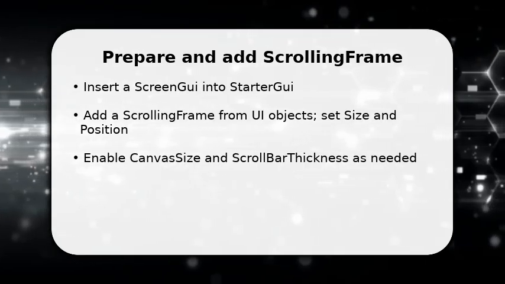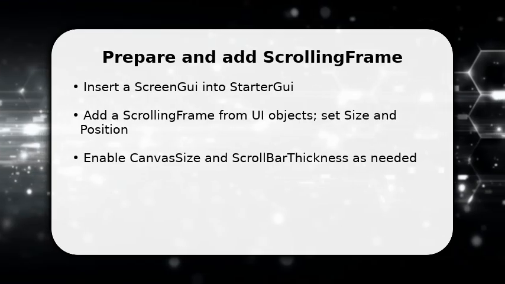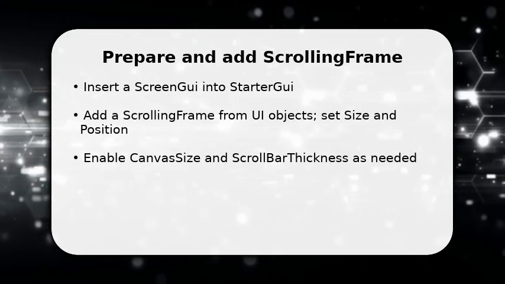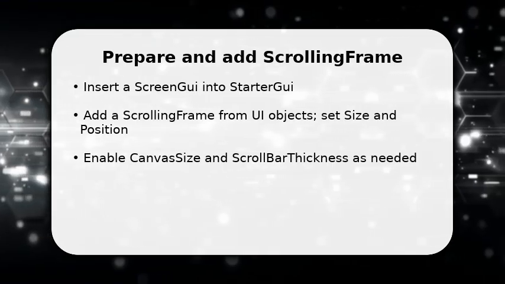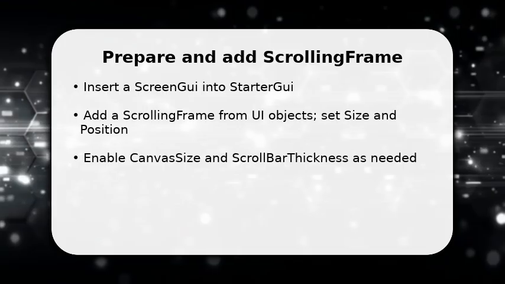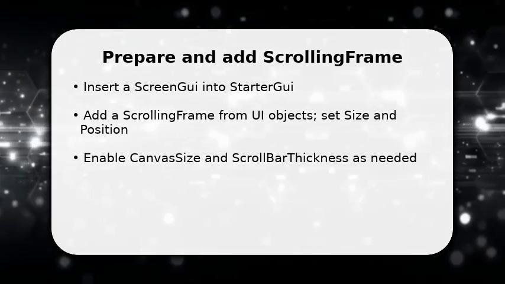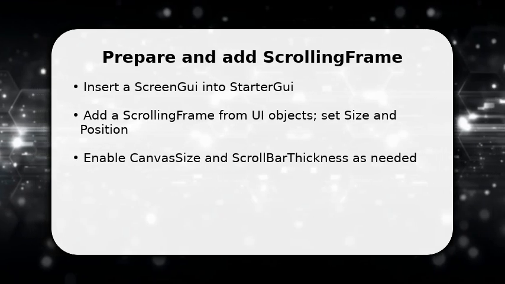Then, set canvas size to auto or a starting Vector2 so content can scroll. Once done, configure scroll bar thickness and scroll bar image Color3 to match your design. This affects usability. Make sure to lock the screen GUI and test appearance in Play Solo before adding content.